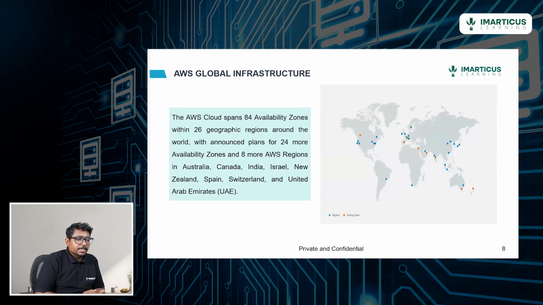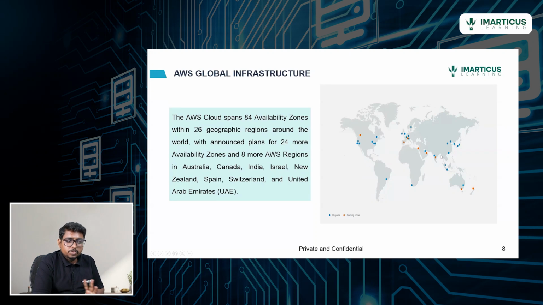At present, there are 84 availability zones within 26 geographical regions around the world, with announced plans for 24 more availability zones and 8 more AWS regions in Austria, Canada, India, Israel, New Zealand, and other countries. In this map you can see the blue parts are the regions which contain multiple data centers, and the orange parts are coming soon.